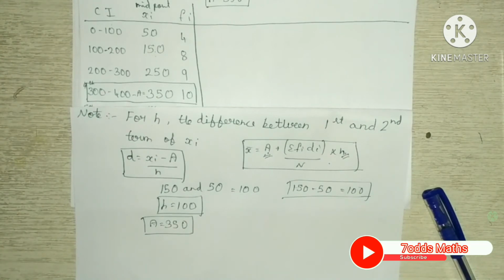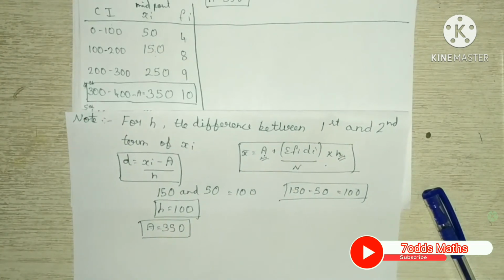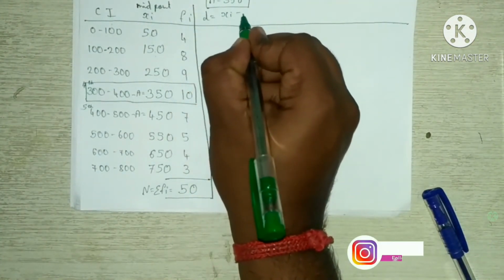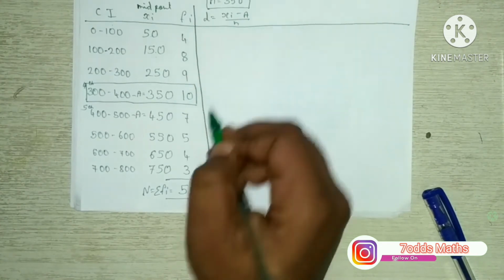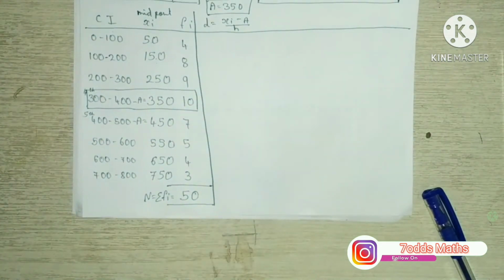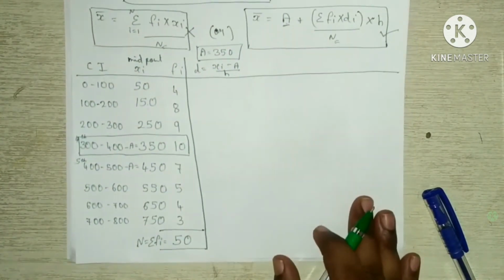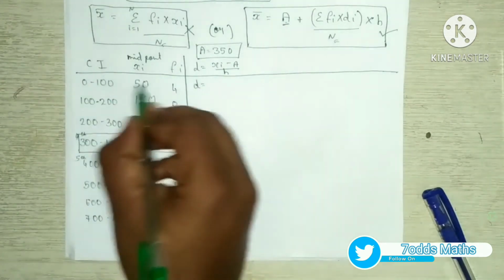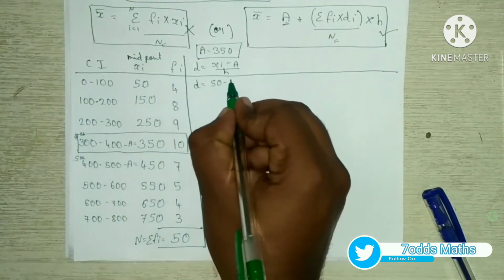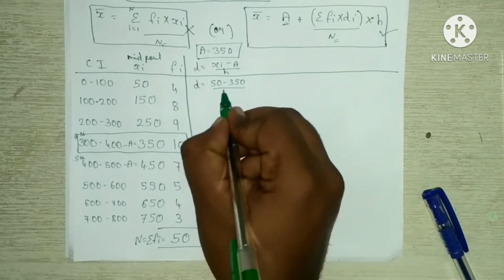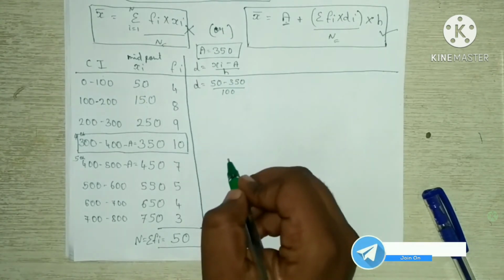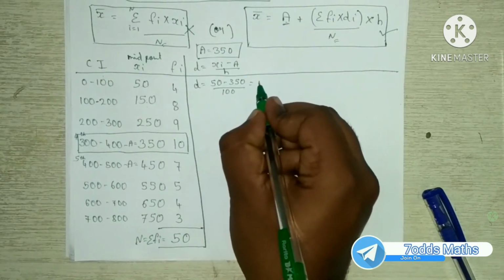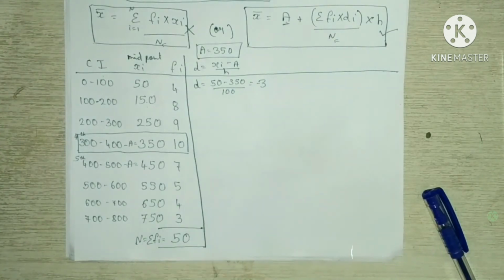Okay, the next step of the tabular column will be D is equal to Xi minus A by H. What is Xi? 50 minus A, which is 350, by 100. By simplifying this, you'll get minus 3.